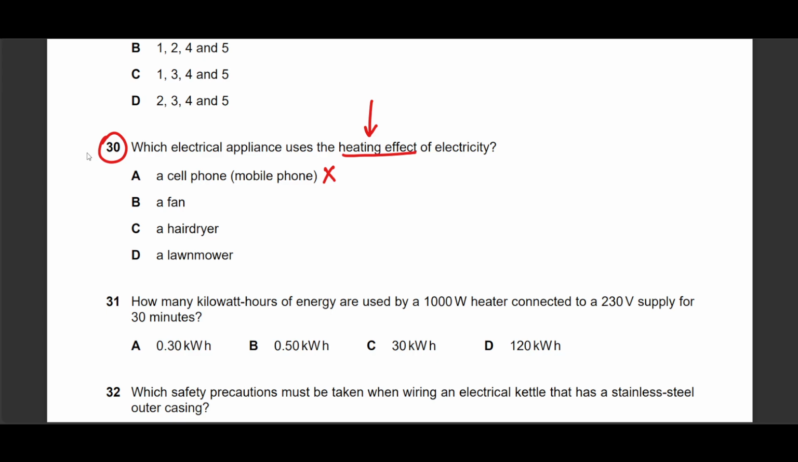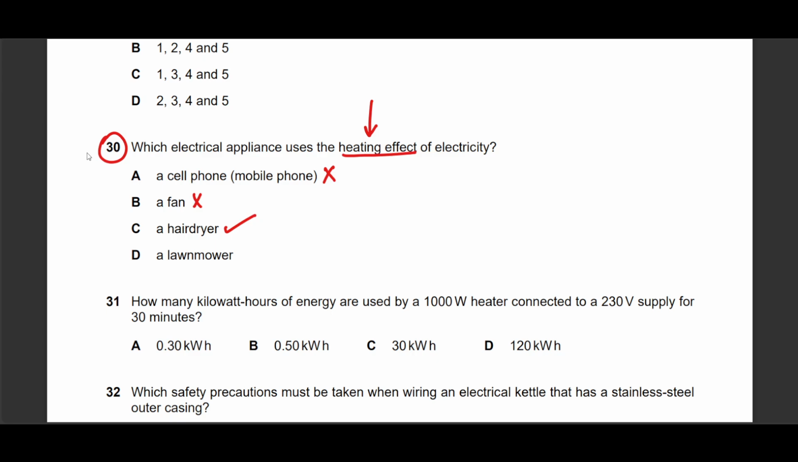Again, a fan. A fan does produce heat when it is being used for a very long time. But was it designed to do so? No, it was not. So again, this is not the purpose of the fan. A hairdryer, yes. A hairdryer is generally designed to produce a lot of heat so that it can remove the moisture from your hair in a quick fashion. So definitely C is one of the appliances with heating intent in mind.